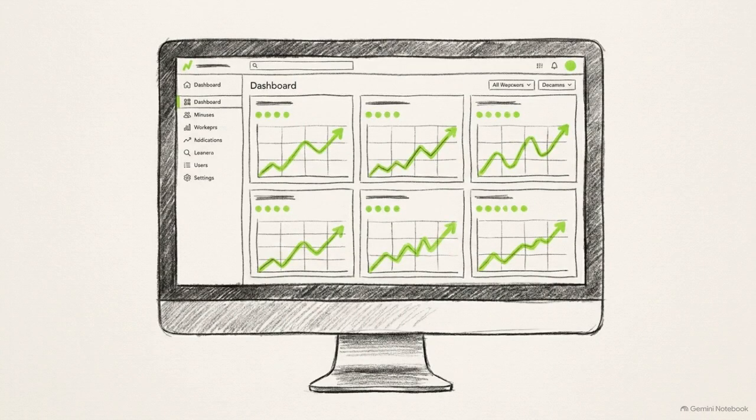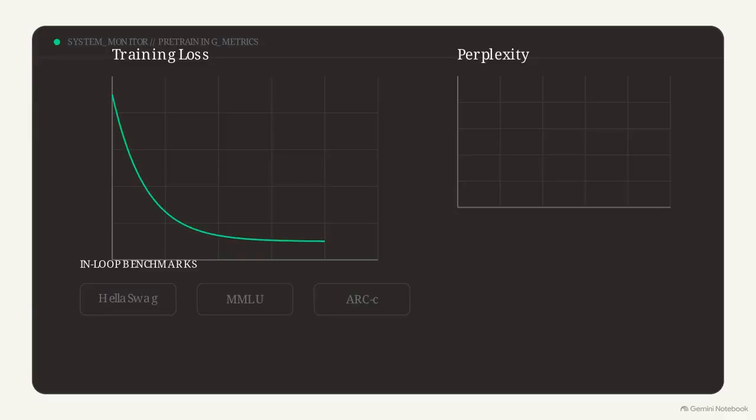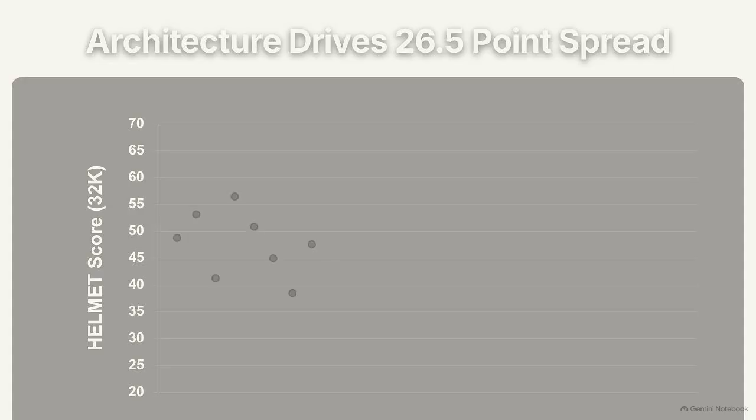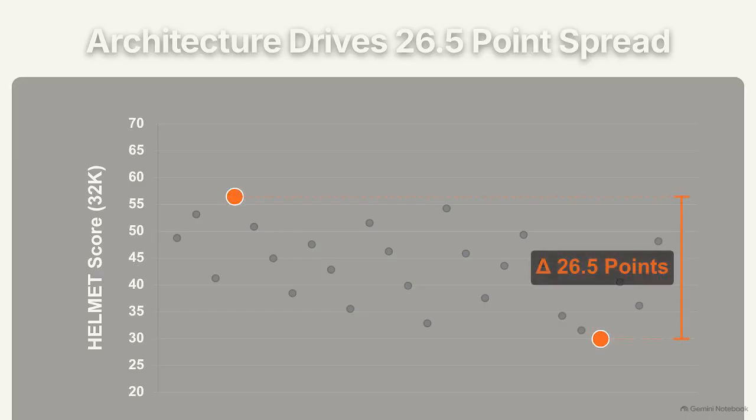During those initial months of pre-training, the standard dashboards offer a strong sense of security. The loss curve drops smoothly, perplexity stabilizes, and short context benchmarks glow green. This chart shows the performance of 26 models on the Helmet 32K benchmark. Despite having identical training data, the models exhibit a 26.5-point spread. In practical terms, the worst architectures lose 47% of their retrieval capability compared to the best.